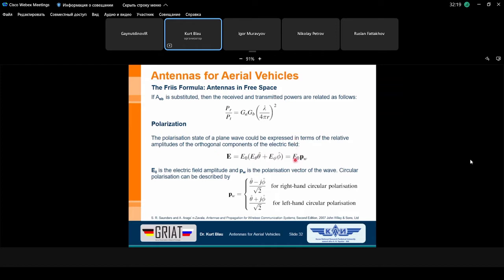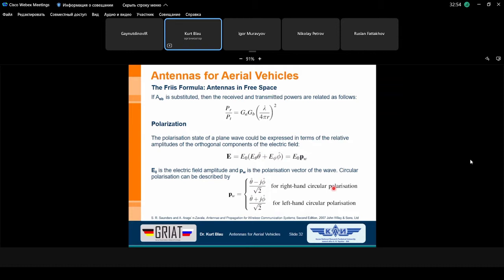This is the magnitude of the E field multiplied by this P, the polarization vector, which contains both components perpendicular to each other. This is the normal vector in the theta direction. This is the normal vector in the phi direction. And so it's clear we can say for a so-called right-hand circular polarization, we must have E field components in both directions with the same magnitude.